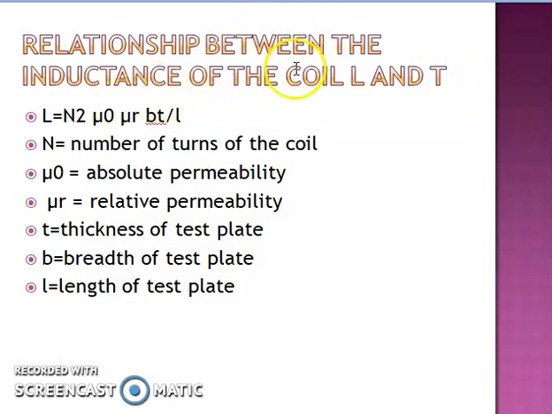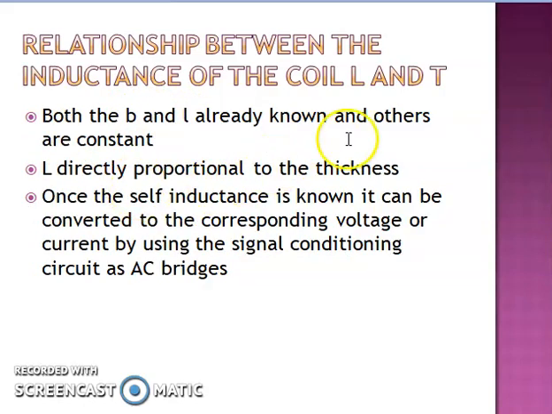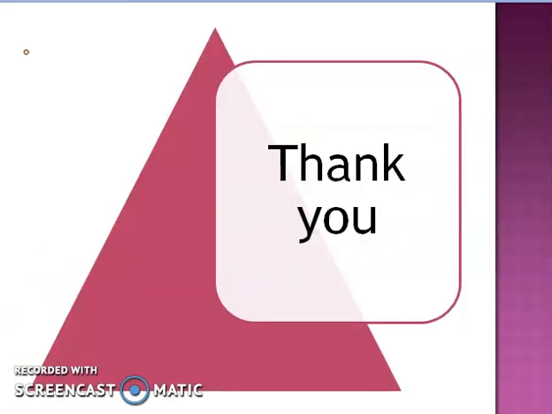Now the relationship between the inductance of the coil and T: L is equal to N squared into mu 0 mu r into BT by L, and L is directly proportional to thickness when all other terms are constant. And these are the main factors of the inductive thickness transducer. Thus we can measure the thickness by varying the inductance of the coil.